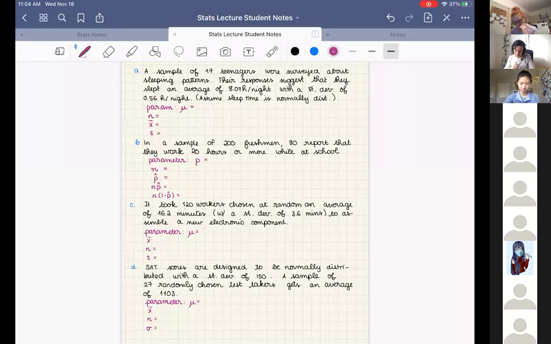The first thing is that in the first example, you had a sample of 17 teenagers that were surveyed about sleeping patterns. And the responses suggest that they slept an average of 8.07 hours per night with a standard deviation of 0.56 hours per night. We're going to assume that sleep time is normally distributed, which is an important thing that you need to pay attention to. All right, so the parameter that we're interested in this case is going to be mu, which is the average sleep time, or mean sleep time, for teenagers.